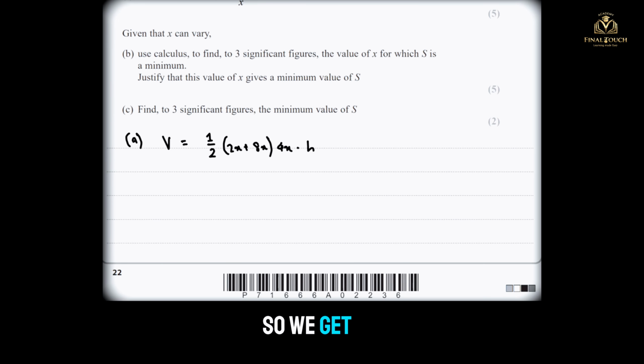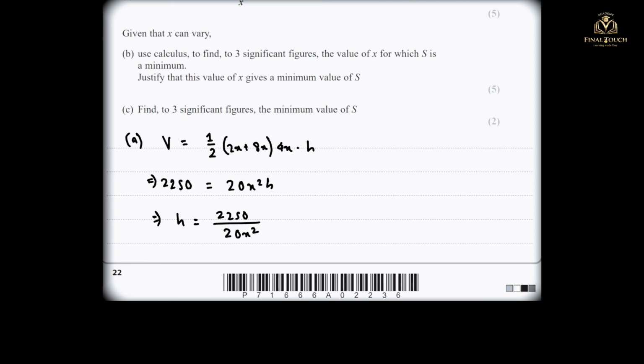So the volume was given already, which was 2250. If we calculate this, we end up with 20x squared h. So if we make h the subject, we get 2250 divided by 20x squared.